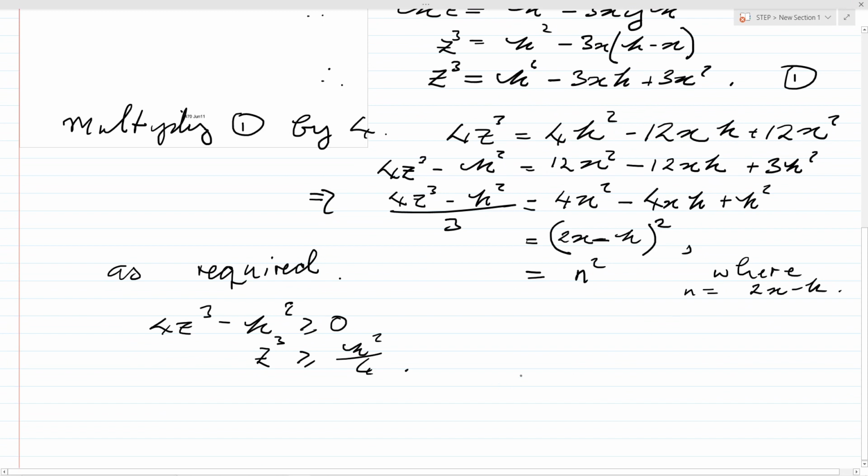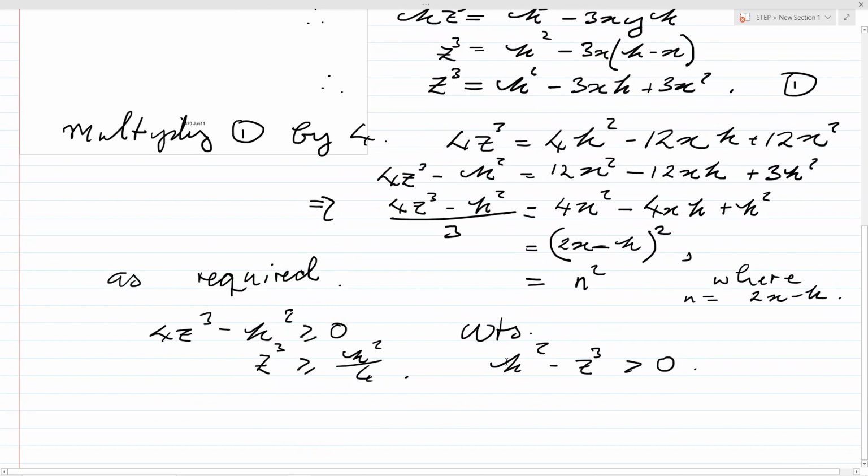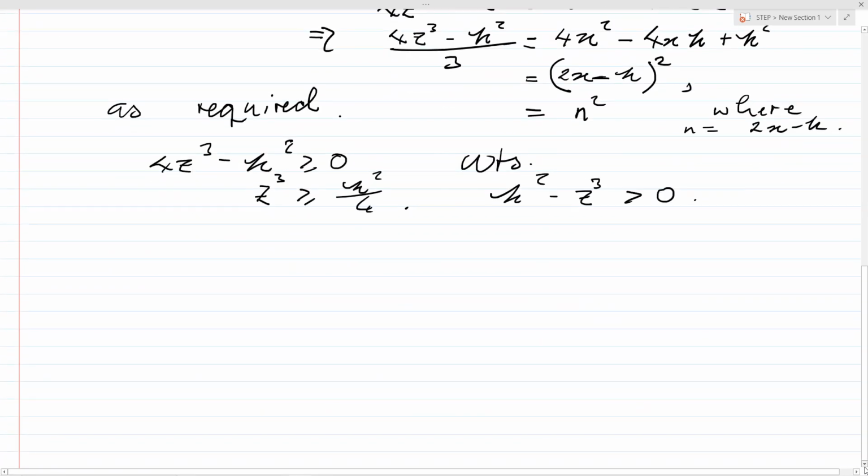Well, if we want to show something is greater than the other, then their difference has to be greater than 0. So we need to show that k squared subtract z cubed is obviously greater than 0. Then k squared is greater than z cubed. And that's what we want to show here. Or at least z cubed is less than k squared. So what have we got?